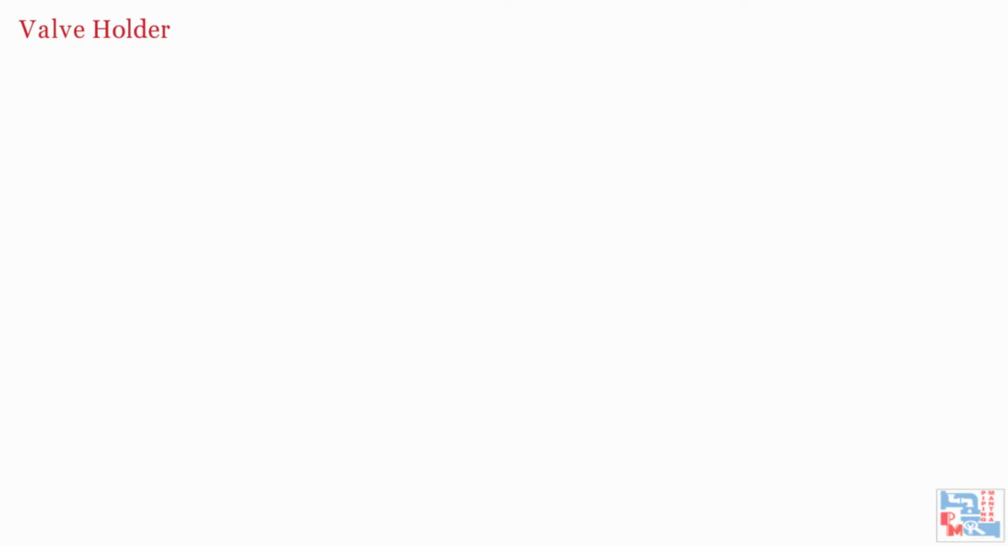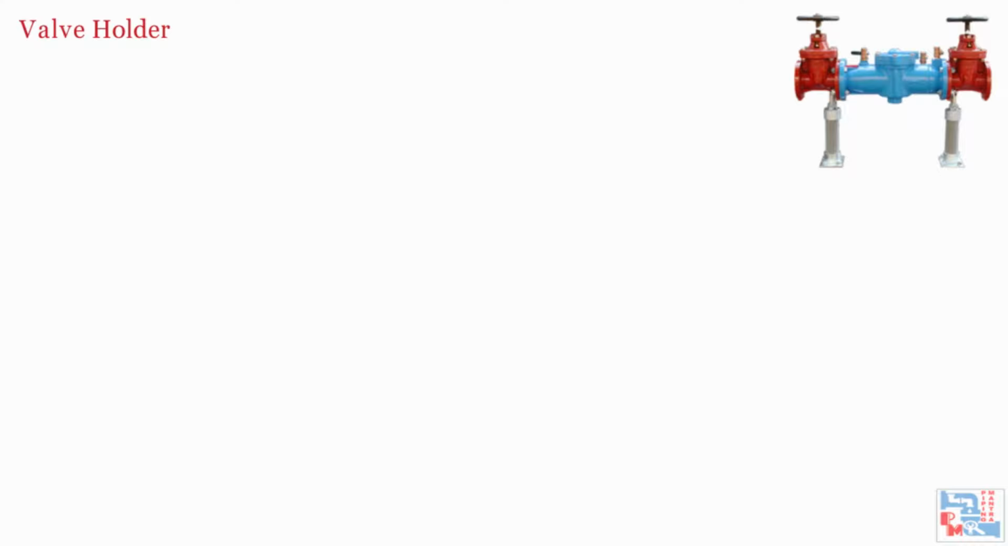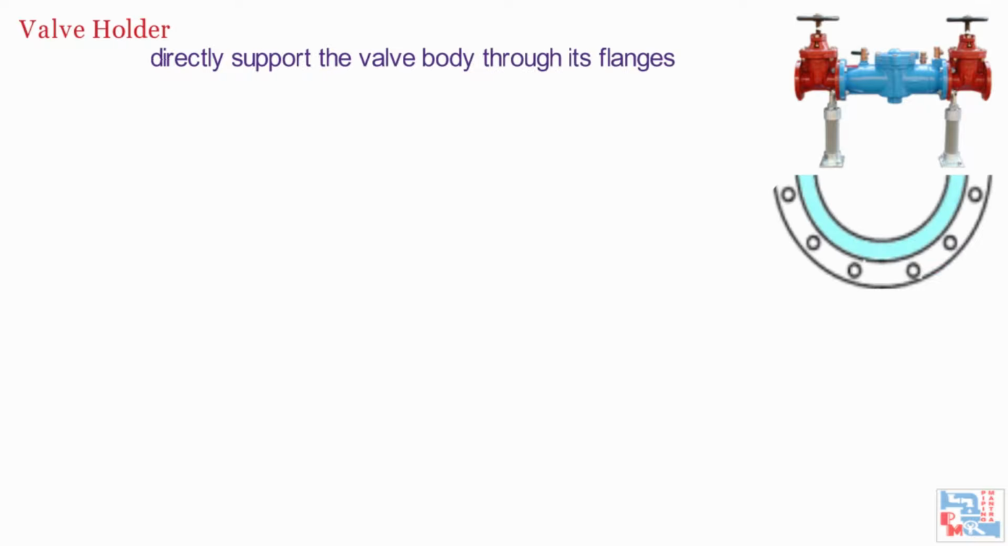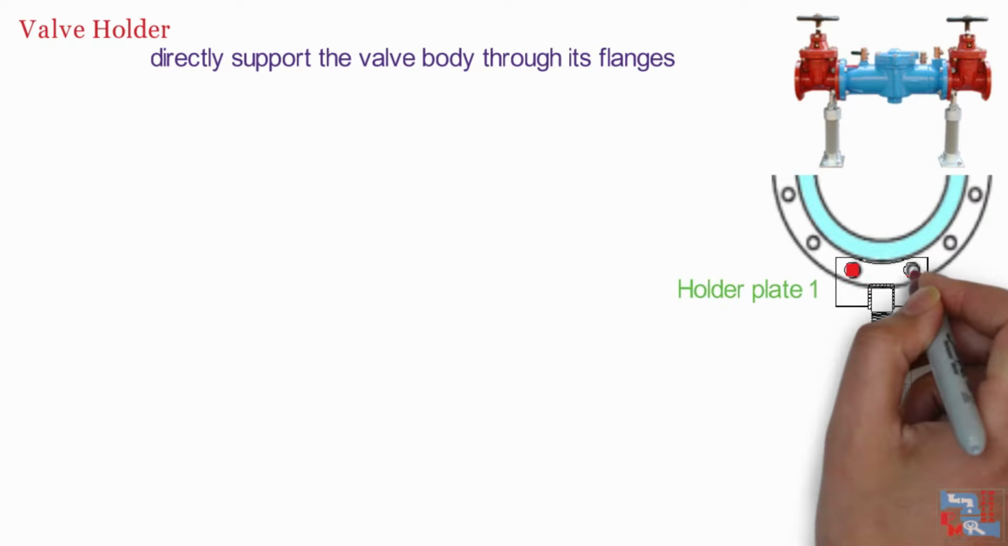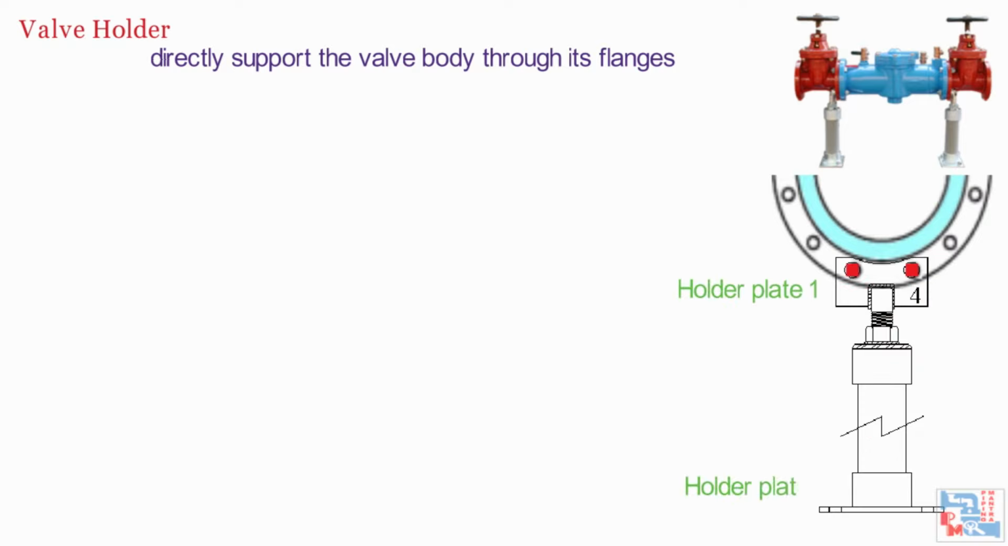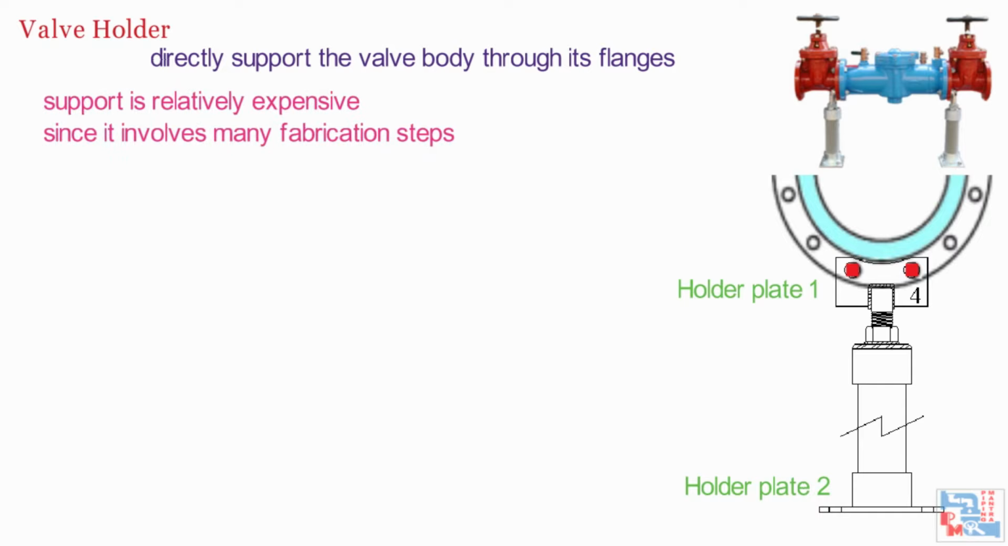Next is valve holders. A valve holder is a special type of support which is used in situations where it is intended to directly support the valve body through its flanges. It is an assembly of two holder plates bolted to the end flanges of the valve to be supported. These holder plates are in turn bolt connected to a common base plate to complete the valve holder assembly. This support is relatively expensive since it involves many fabrication steps, for example machining, drilling of holder plates, etc.